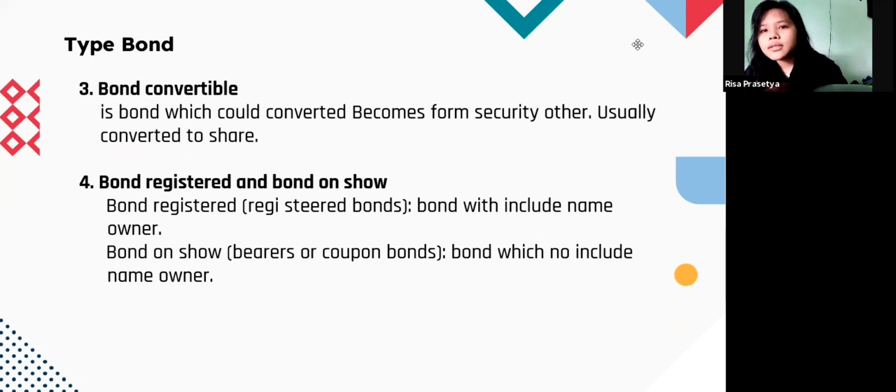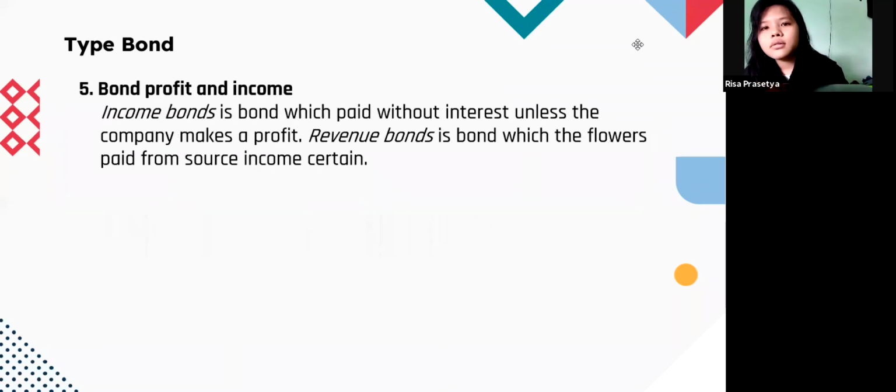The last is income bonds and revenue bonds. Income bonds are bonds which pay no interest unless the company makes a profit. Revenue bonds are bonds whose interest is paid from certain specified income.